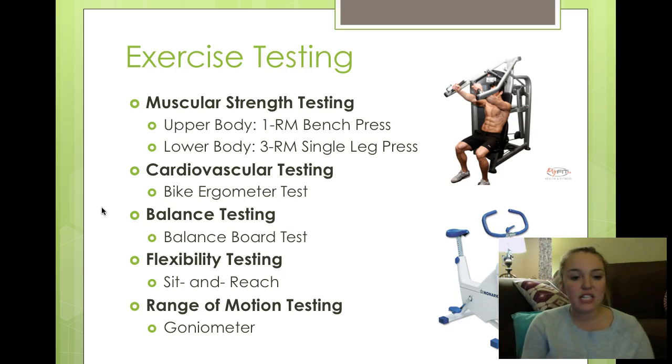For cardiovascular testing, I would do the bike ergometer test. I would do this because of, again, balance, so he could still be able to stay on there without having the worry of falling off or anything. For balance testing, I would have him do the balance board test. I would also have him be near either a railing or a wall or something that he could grab onto, with spotters around him in case of a fall. For flexibility testing, I would do sit and reach. And for his range of motion testing, I would use the goniometer.